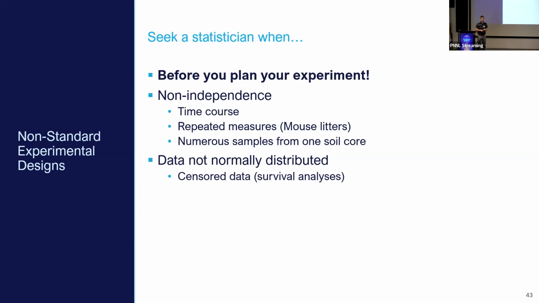So that would be things like when we're working with non-independence, especially. That would be looking at things like time course, which could be repeated measures. For example, if you're working with mouse litters, we would expect that all of the mice from one litter are more closely related to each other than mice from another litter. That's how it would be in terms of correlated data and repeated measures, as well as numerous samples from one soil core, as well as if the data is not normally distributed, working with things like censored data, which would then lead to a type of survival analysis.